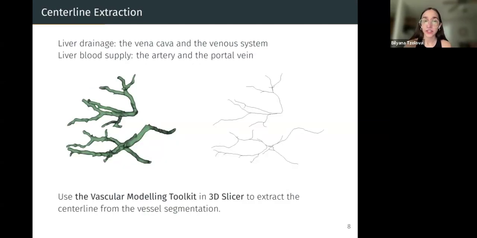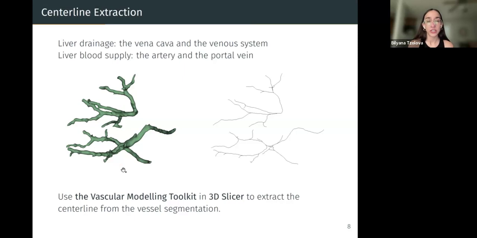So inside the liver, there's 4 different vascular structures. First is the vena cava and the venous system, and those are responsible for draining the blood out of the liver. And then we have the artery and the portal vein, which are responsible for supplying the blood to the liver. And because we want to pump chemotherapy into the liver tumors, and we want to block the blood flow into the tumors, we're going to focus on these latter two.